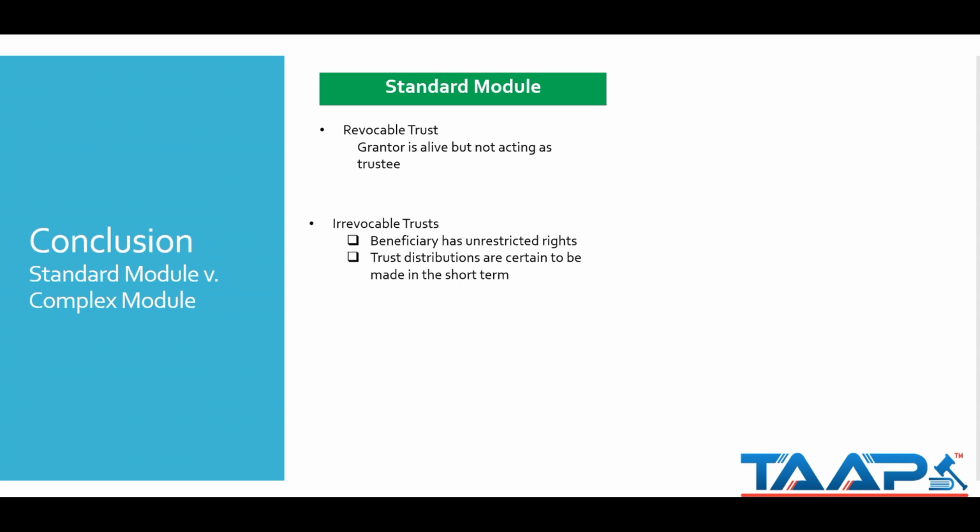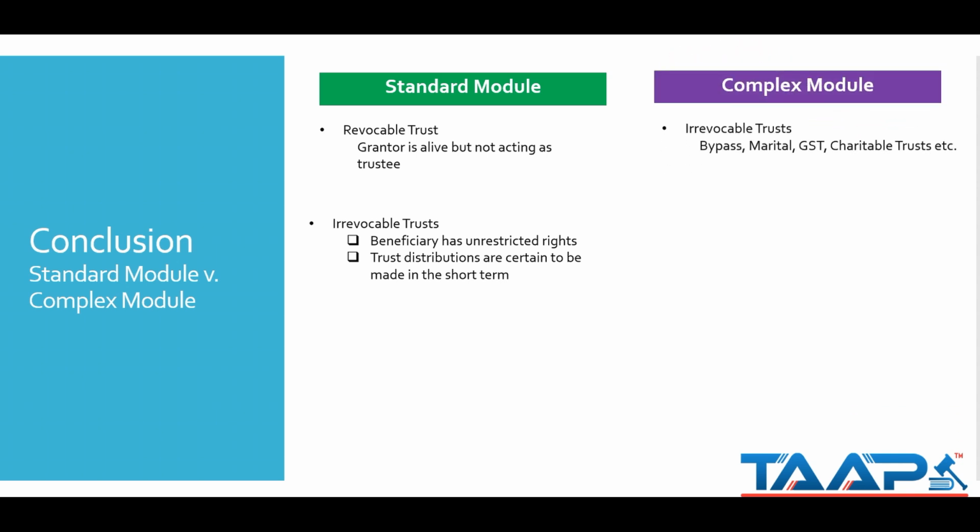Even with irrevocable trusts, the standard module might be used if the beneficiary has unrestricted rights to remove property out of the trust, or the trust distributions are going to be made in a short term. You're going to have a short administrative period. Mom has passed away and everything is going to be distributed out to the children in maybe 6 months or 2 years. Those are short-term situations. You would use the standard module.